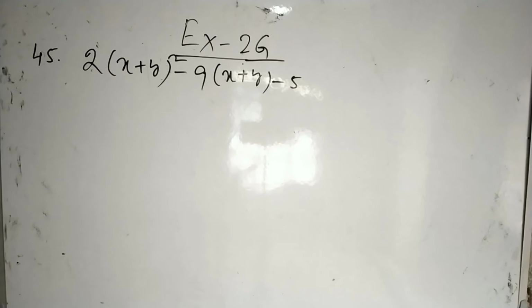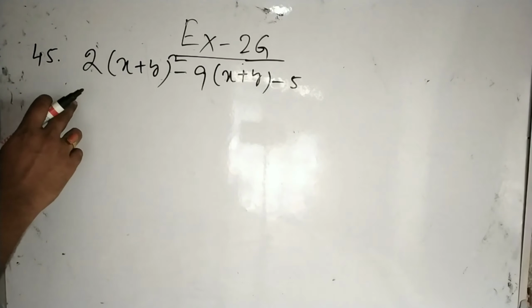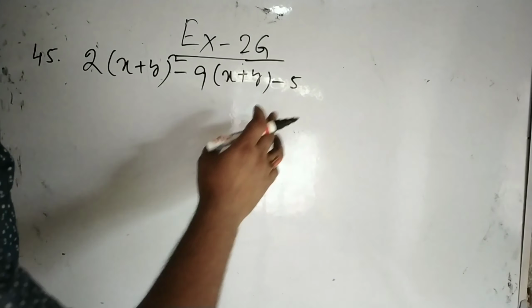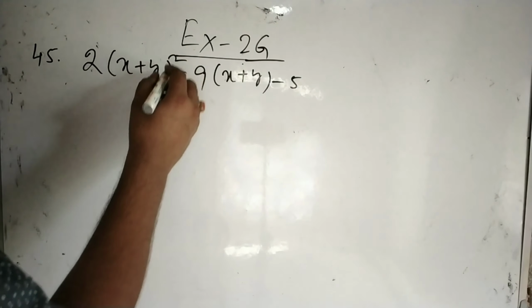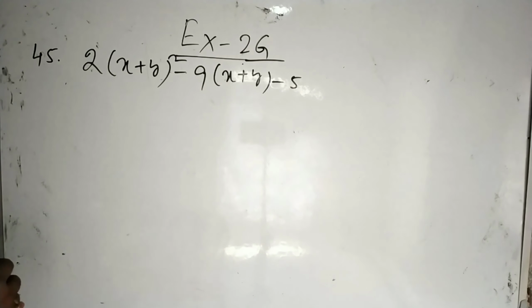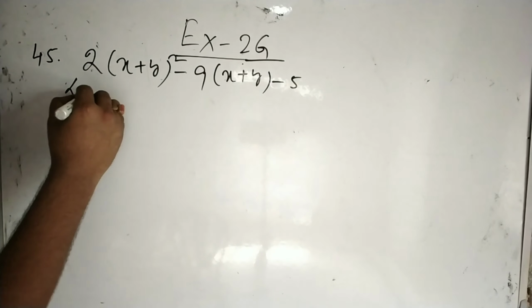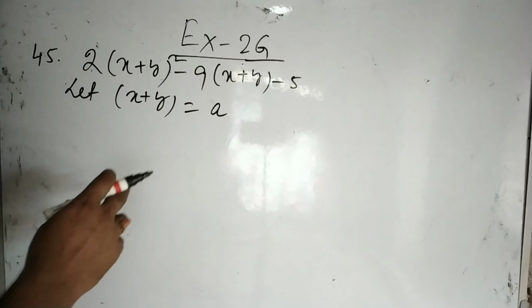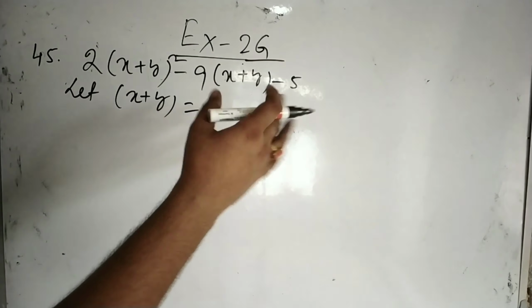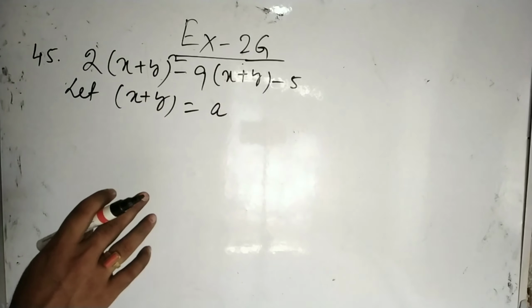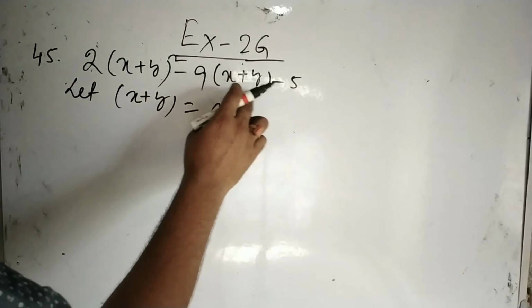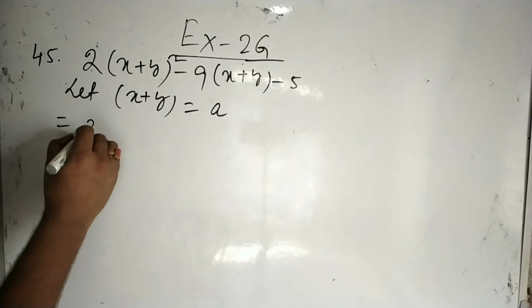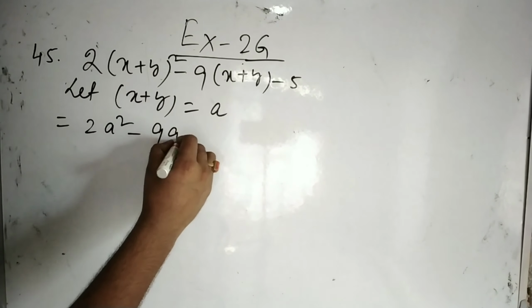This is the last question which we will do in class. In this class, question number 45. What is given? 2 into x plus y whole square minus 9 into x plus y minus 5. Look, here it is x plus y whole square, here it is x plus y. So we can consider x plus y as a. You can consider x plus y as a, b, c, whatever, except x, y. Okay, because x, y are already present in this given polynomial. So let x plus y equal to a, and it will become 2 into a square minus 9a minus 5.